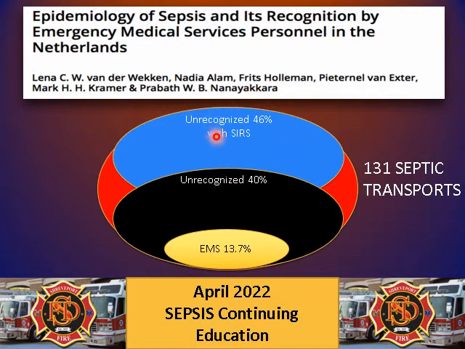45.8%, or roughly 46%, of sepsis went completely unrecognized, although the SIRS criteria was present in their documentation. So this study showed that the recognition of sepsis by EMS is low, and that was because of lack of awareness of the syndrome and infrequent measurement of temperature and respiratory rates. So that's something that we need to be more conscientious of.